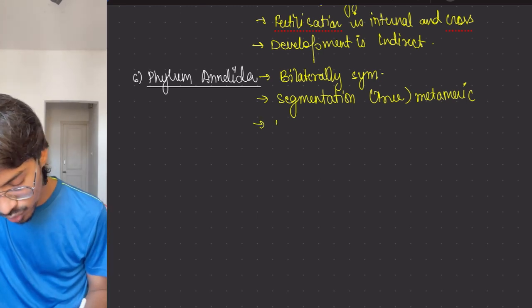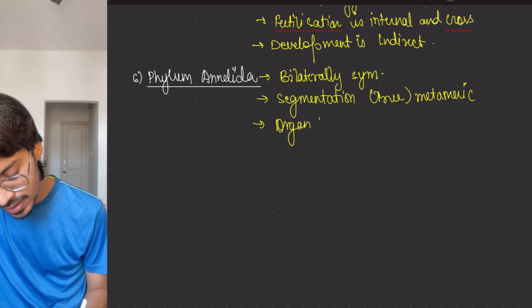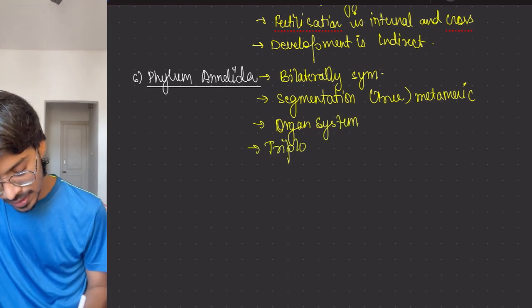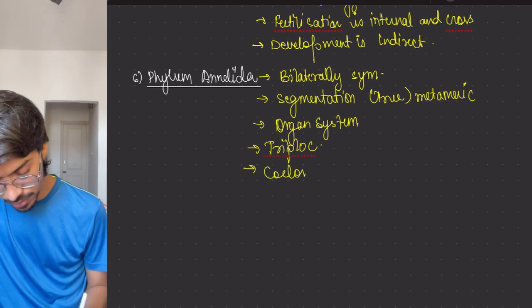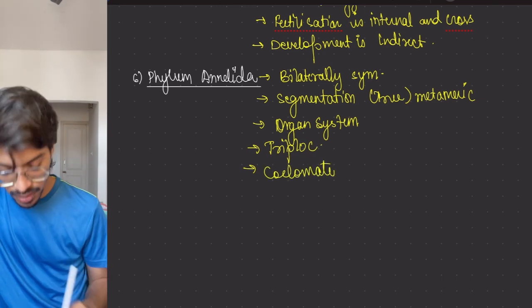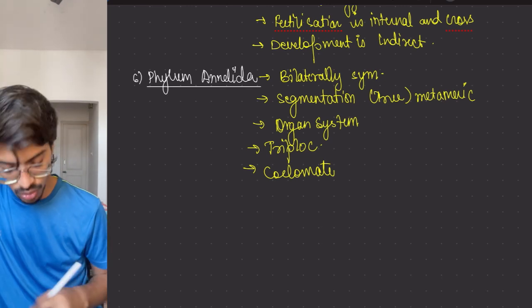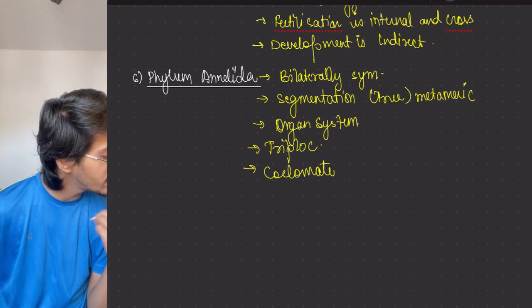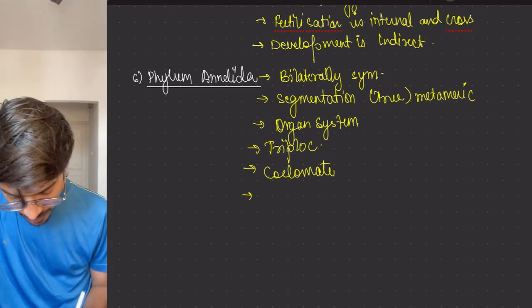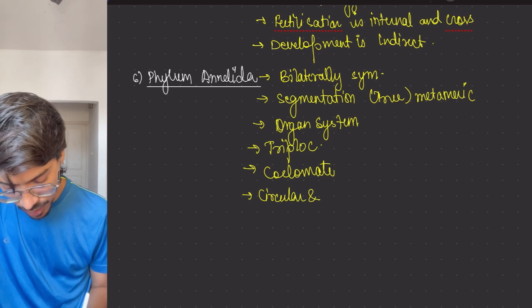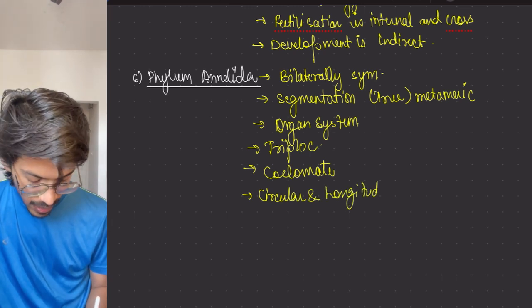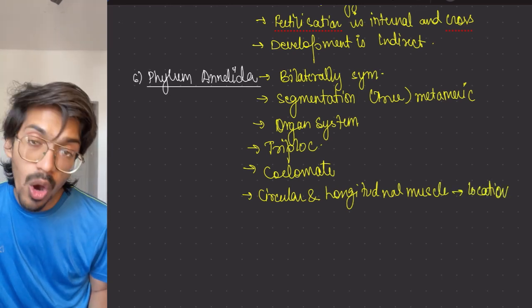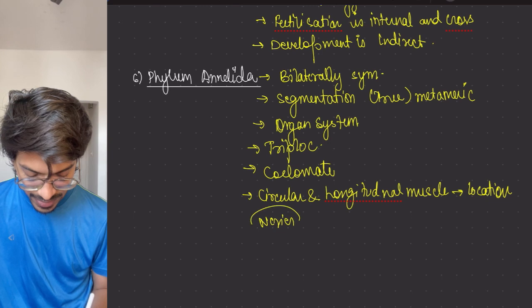The next thing is they have an organ system level of organization. They are triploblastic. Now their coelom is proper, so they are eucoelomates, true coelom is present. So we call them coelomate organisms. Then the very important thing is the presence of circular and longitudinal muscles. And these muscles help in locomotion.